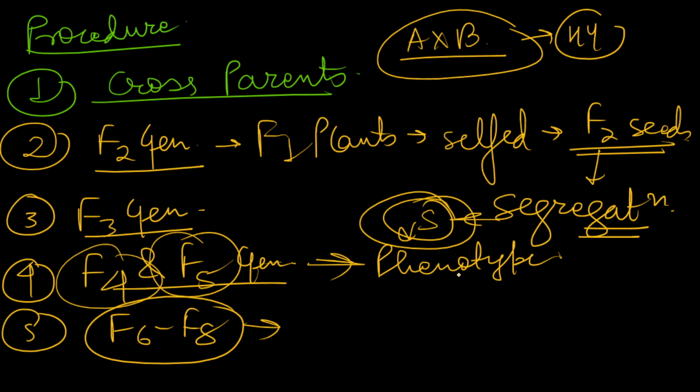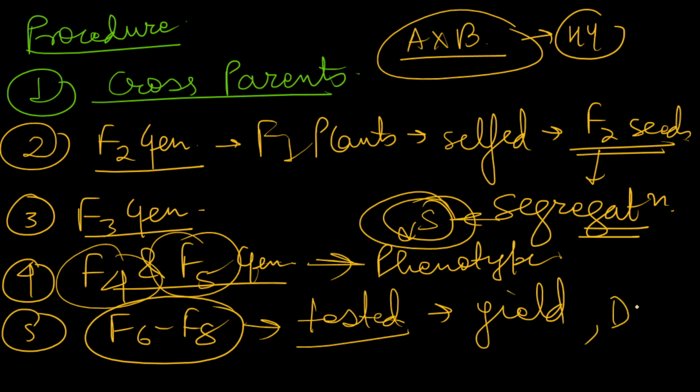All the promising lineages or promising pure lines are yield tested and compared with standard varieties. They will be tested for quality. If yield is our priority, it will be tested for yield. If disease resistance is our priority, we will test for disease resistance. So all these things will be done, and they will be compared to standard varieties.